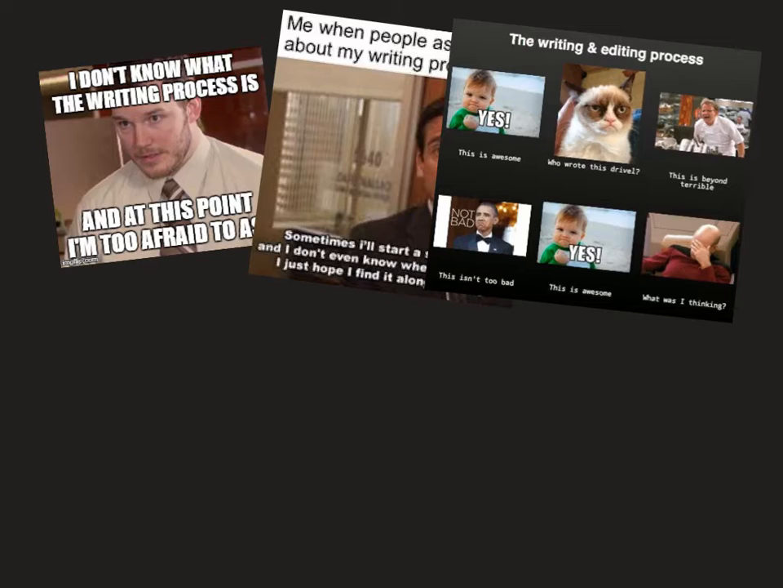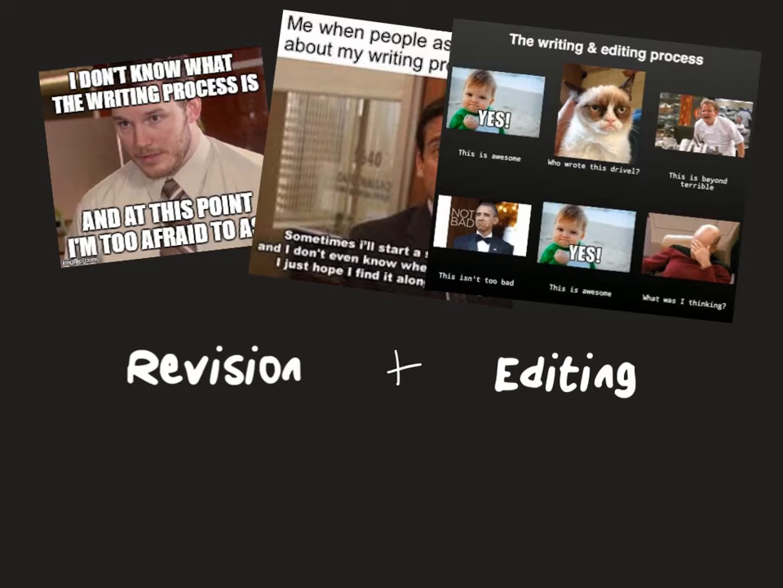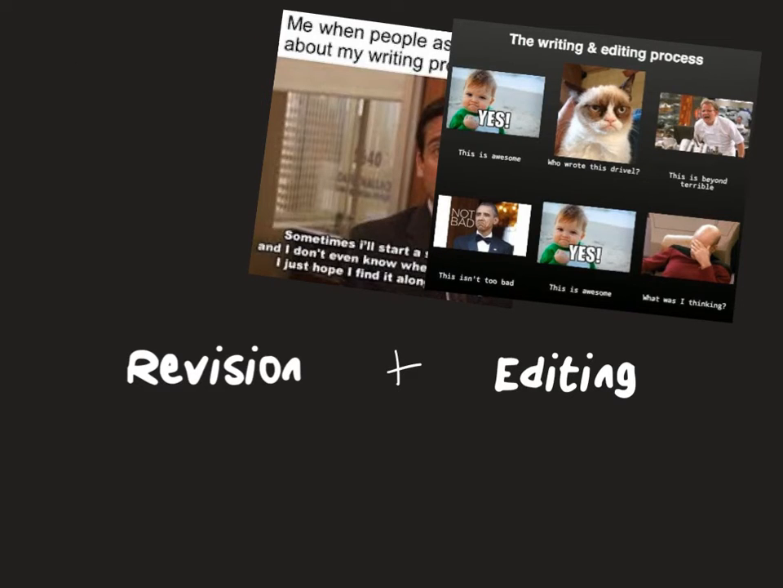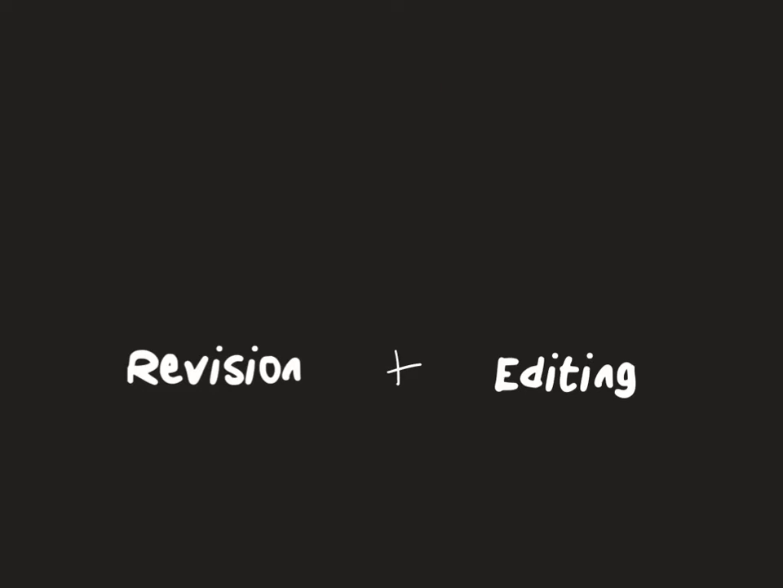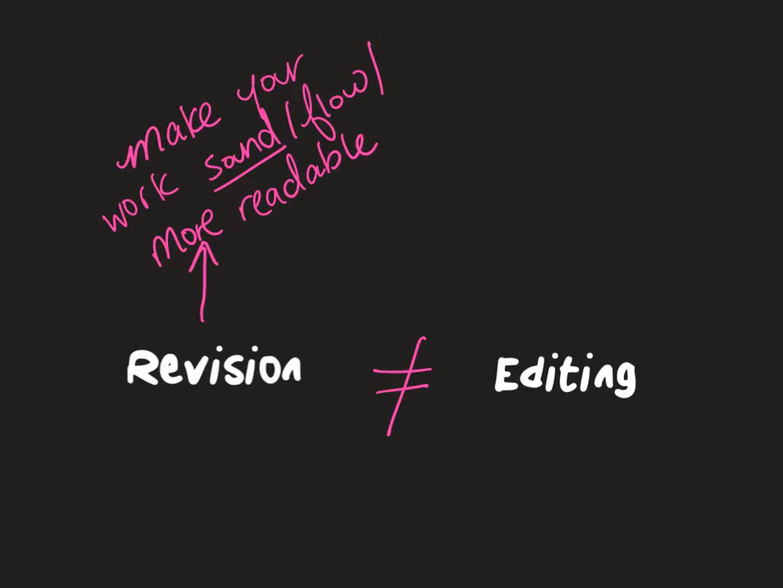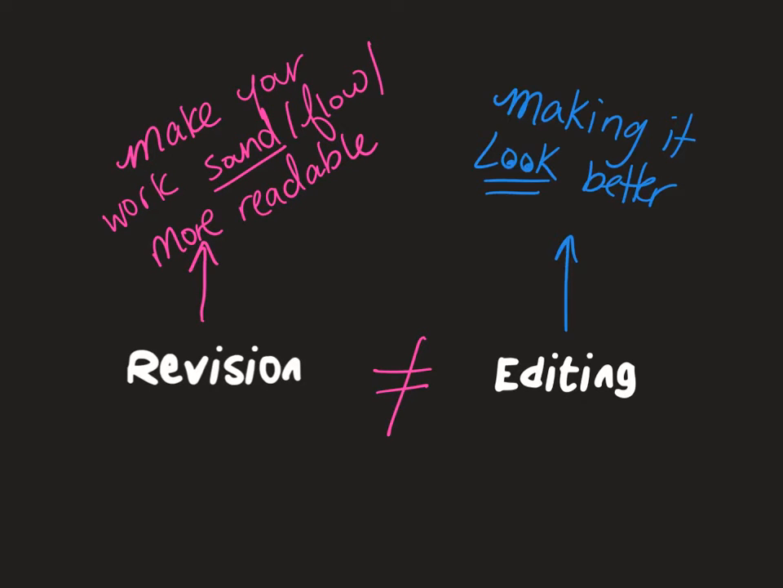And while the research and content is really super important, it's also important to make sure you're getting your point across as clearly, efficiently, and effectively as possible. That's where revision and editing comes in. There are lots of different approaches to revision and editing, and they're all valid. But I think it's important that we first break down the difference between the two because they're often used interchangeably and they're not. Revision, in a nutshell, involves making your writing sound better and flow better, while editing involves making it look better.